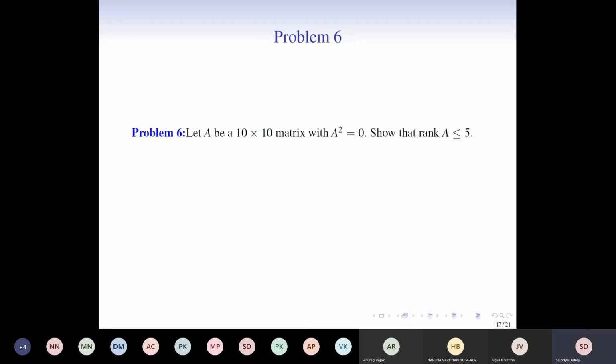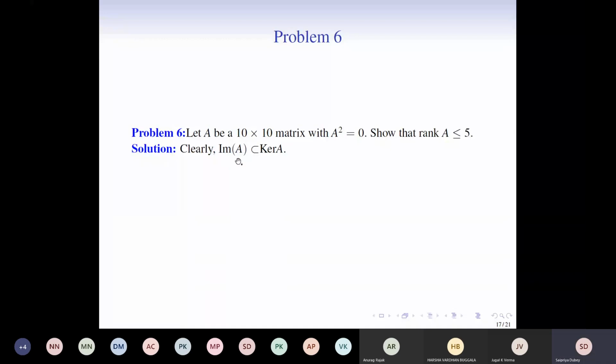Next, this problem is an application of the rank-nullity theorem that we have learned in class. The problem says: let A be any 10 by 10 matrix with A squared equal to 0. We need to show that the rank of A is less than or equal to 5. You can clearly see that the image of A is contained in the kernel of A. A squared equals 0 means A times A is equal to 0, so everything that is in the image of A has to go inside the kernel of A.